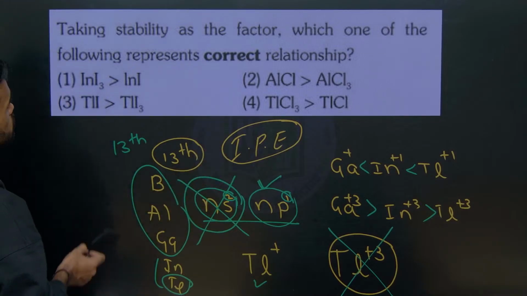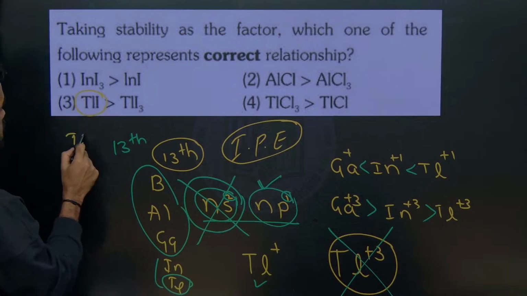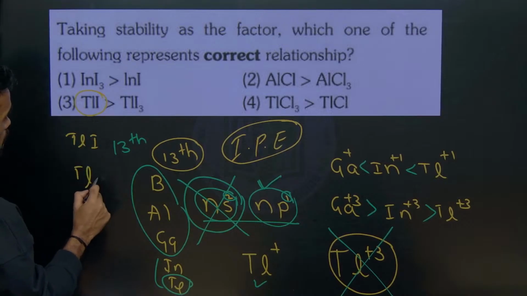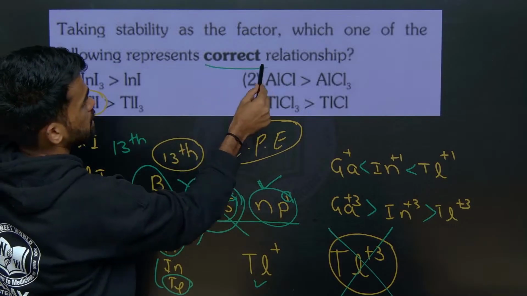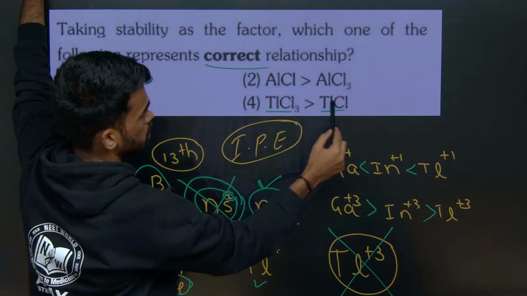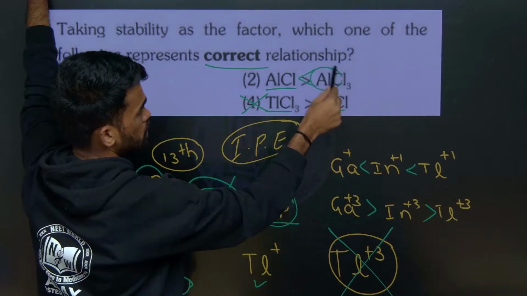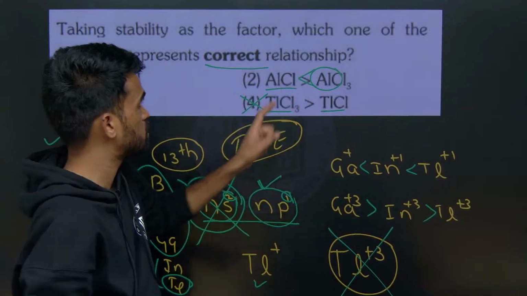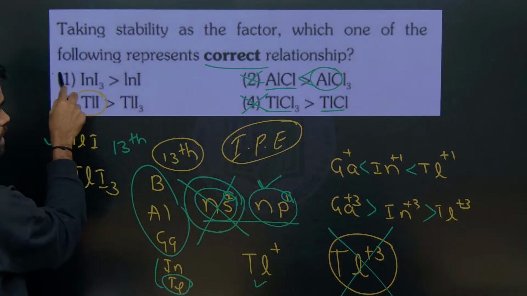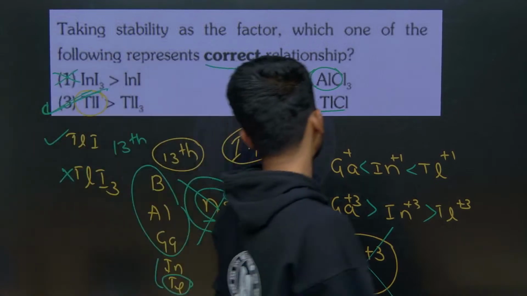Now here, they directly mention thallium iodide and thallium iodide 3. Which is stable out of these? We know thallium iodide (+1) is more stable, but not this one. They are asking for the correct relation. Here they mentioned the reverse order, so this is incorrect. This should be in the reverse order. For the higher elements like aluminium, +3 will be more stable, not +1, so this is also incorrect. This is also incorrect. So the most appropriate answer will be the third option.